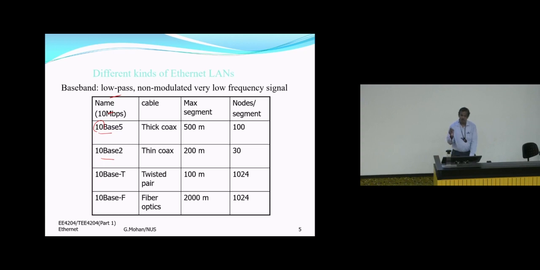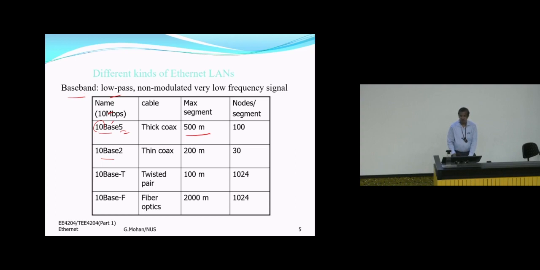If you have 1000 in that place, it is 1000 Mbps, 1 Gbps. So 10 means the data rate in Mbps. 5 means each segment length can be 500 meters. Instead of 500, we simply say 5. Base means baseband signal. It uses baseband signal to transmit.